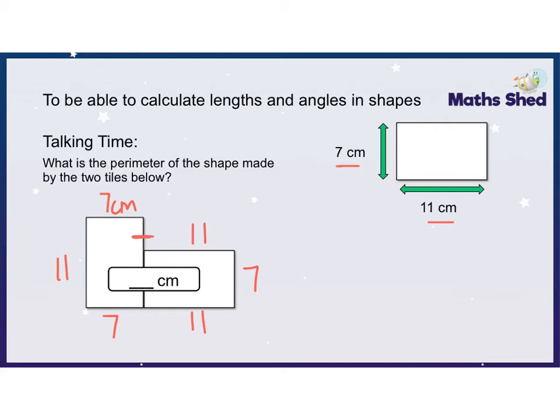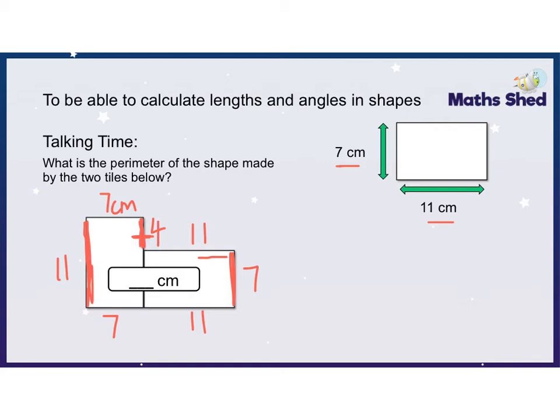I don't know what that is, but I can work it out, because if I know that that's 7 and this whole length here is 11, okay, and if I push this line towards here, I've got this bit left. So what's 11 take away 7? It is 4. So that must be worth 4.